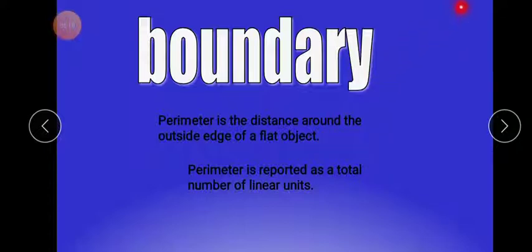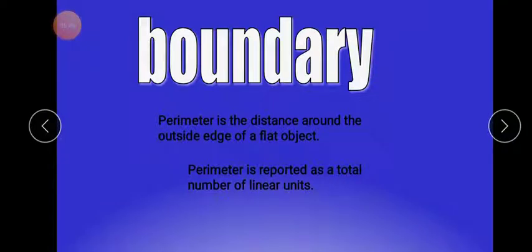For example, if I take this mobile screen and add all these lengths, we will call that the perimeter. So the total length of the boundary, suppose for example this is a square, if we add all the boundary, then the answer which we get is called the perimeter.